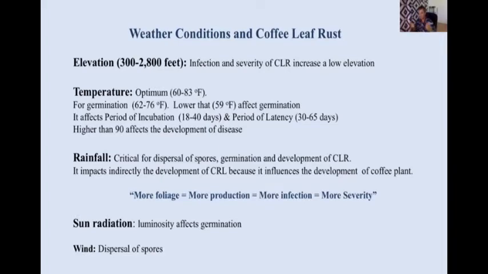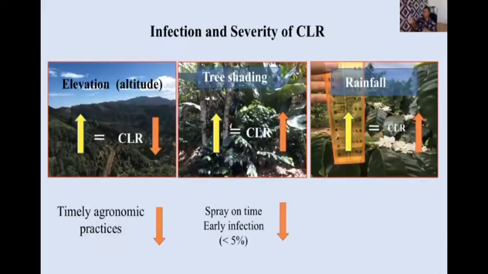When a lot of production is coming, because we have more foliage area available for all the spores around in the air, we are expecting more infection and more severity if we don't do anything. Sun radiation is relevant for this whole part of the cycle, and winds and rainfall are factors for dispersal as well, plus human activities. So this is just to give some examples.